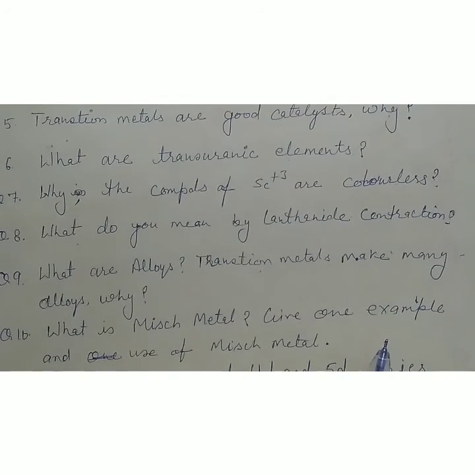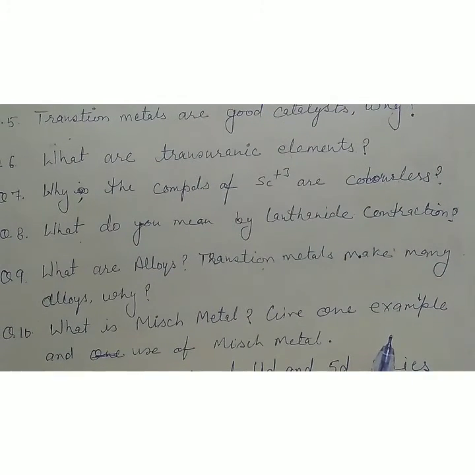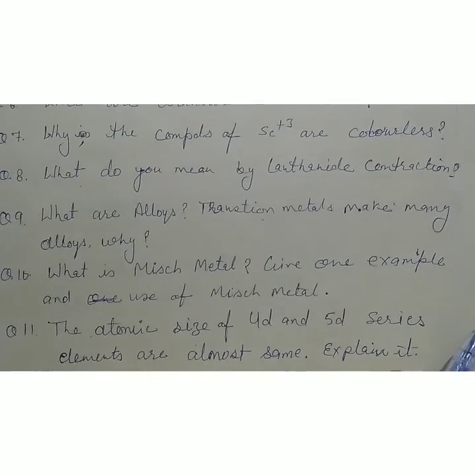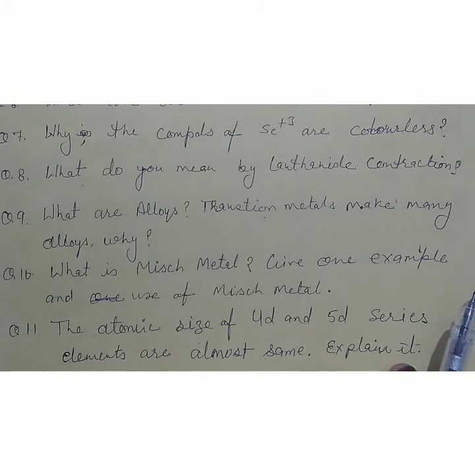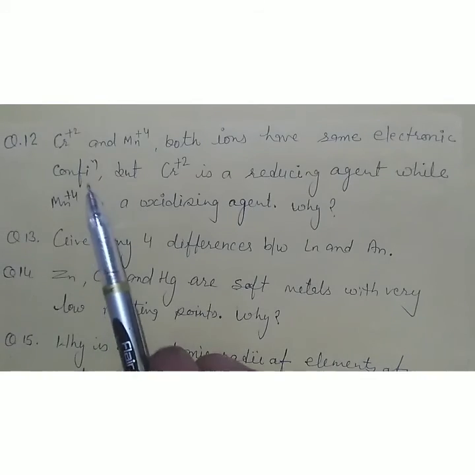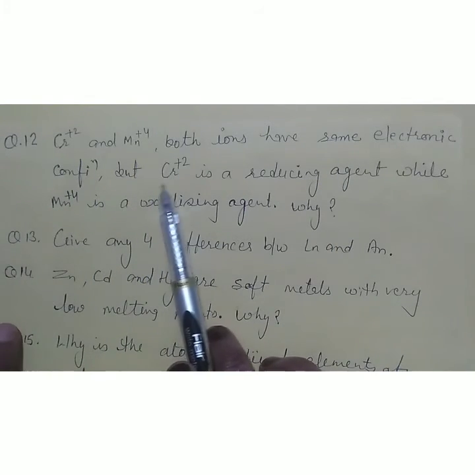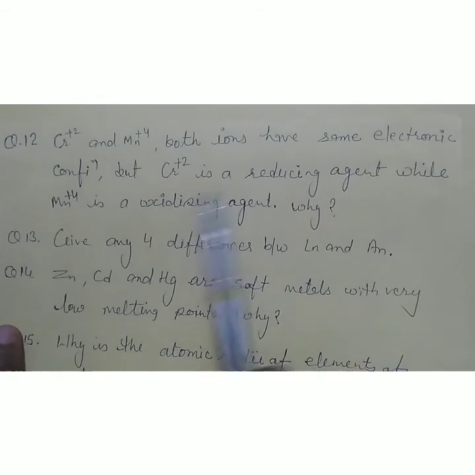What are mish metals? Give one example and use of mish metal. In lanthanides we have discussed mish metals and pyrophoric metals. The atomic size of 4d and 5d series are almost the same. Why? What's the reason for the same size of 4d and 5d series? Next question. Cr+2 and Mn+4 both have the same electronic configuration, but Cr+2 is a reducing agent while Mn+4 is an oxidizing agent. Why? It is also discussed in the video.